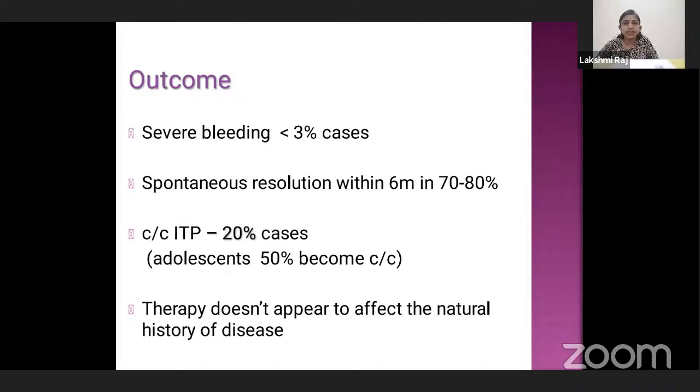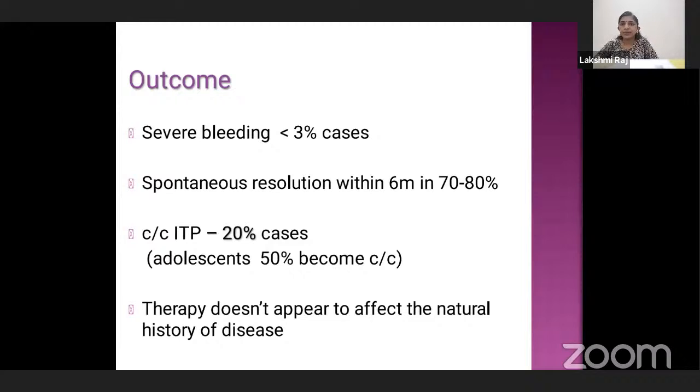Only in less than 3% cases there will be severe bleeding, and spontaneous resolution occurs in around 70 to 80% within 6 months, but it can occur even after the first episode itself. Spontaneous resolution occurs in most of the children. Chronic ITP develops only in 20% cases, but when it is adolescents who are presenting with ITP, there is more chance, around 50% chance, to become chronic.